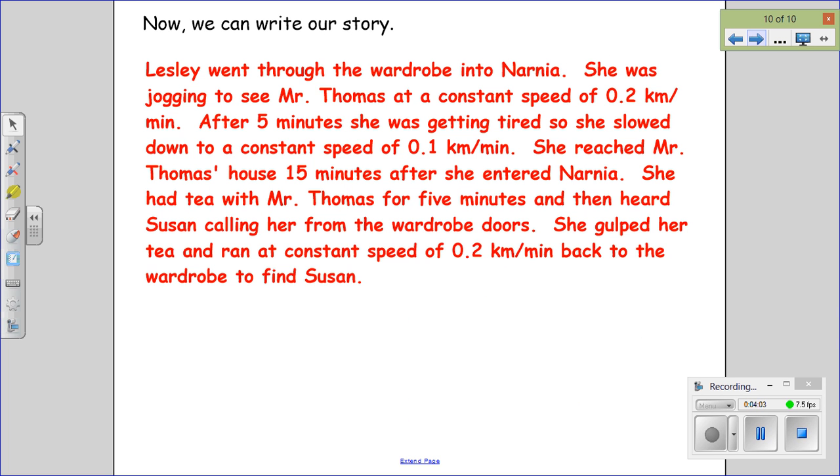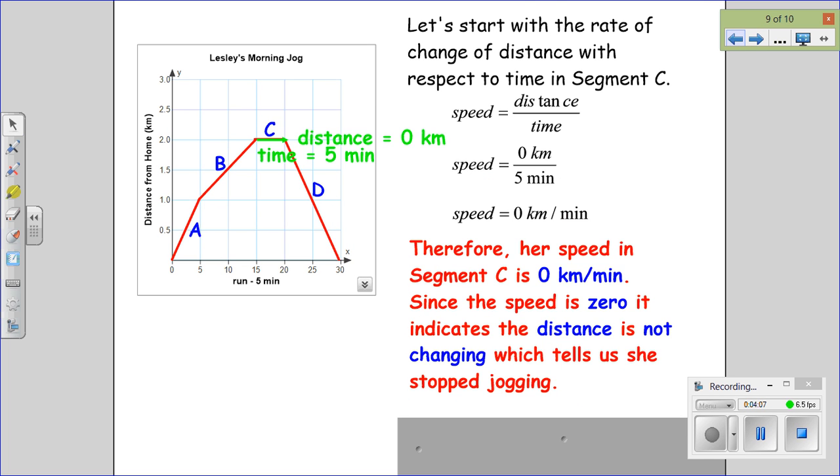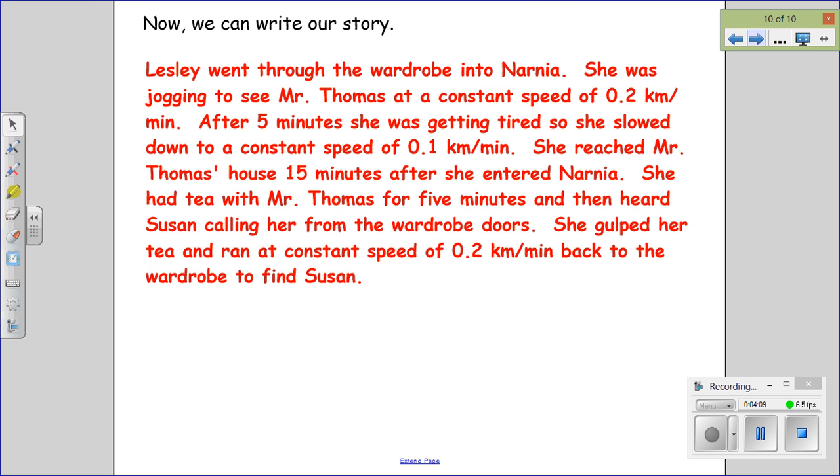Now we need to put our story together. So you can create whatever you want, and since I like Narnia, I've written a story about Narnia. Said Leslie went through the wardrobe into Narnia. She was jogging to see Mr. Thomas at a constant speed of 0.2 kilometers per minute. After 5 minutes, she was getting tired, so she slowed down to a constant speed of 0.1 kilometers per minute. She reached Mr. Thomas's house 15 minutes after she entered Narnia.